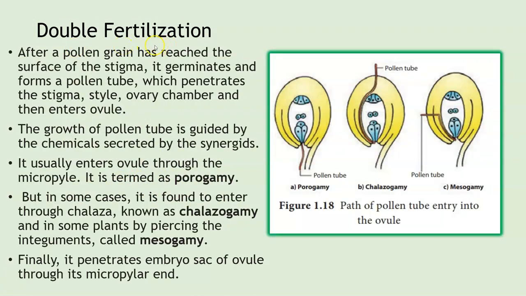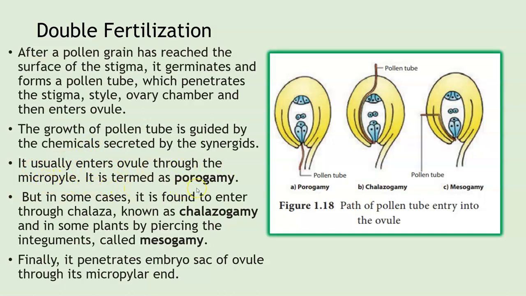So students, let us have a look at the process of double fertilization now. After a pollen grain has reached the surface of the stigma, it germinates and forms a pollen tube. We are already familiar with this process from studying the germination of the pollen grain. When it germinates, it penetrates the stigma, style, the ovary chamber, and then enters the ovule. This growth of the pollen tube is guided by the chemicals secreted by the synergids. So these synergids themselves guide the direction of the pollen tube. It usually enters the ovule through the micropylar end.